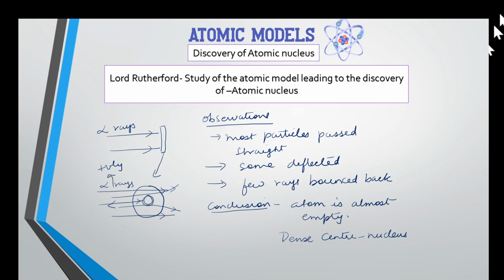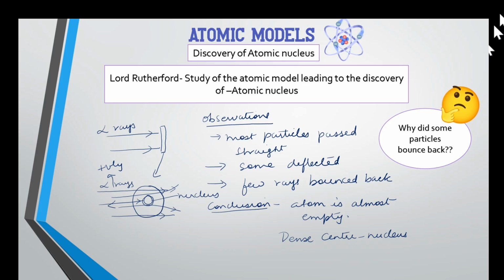So that led to the discovery of a central positive region, which was called the nucleus. This was a very important contribution made by Rutherford, and it eventually led to the discovery of the atomic nucleus. So if I ask you, why did some particles bounce back?